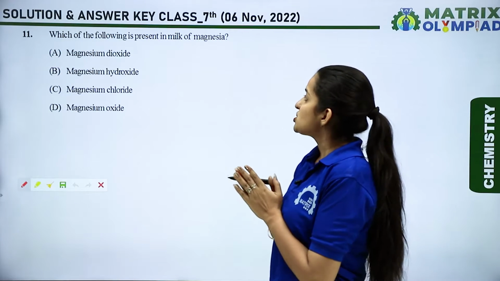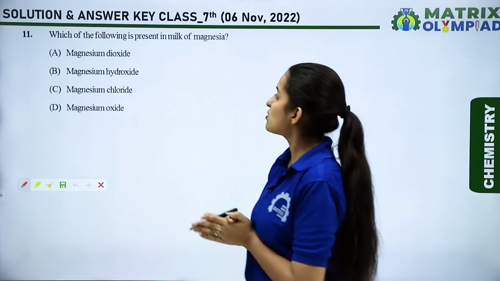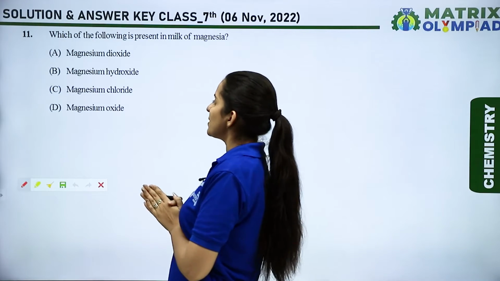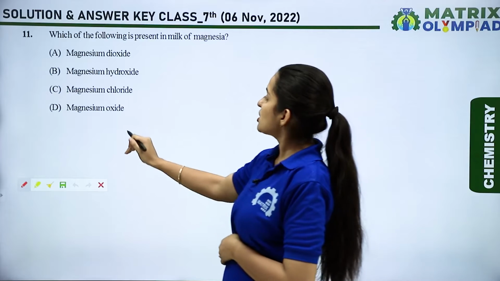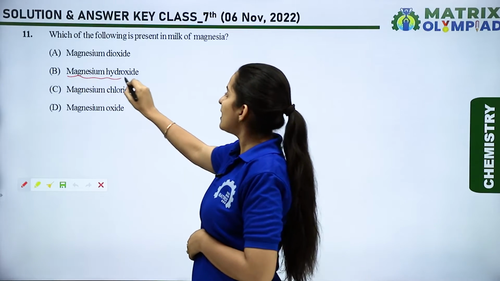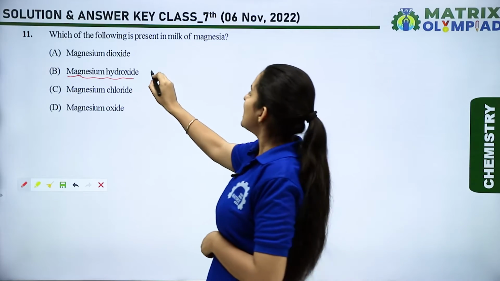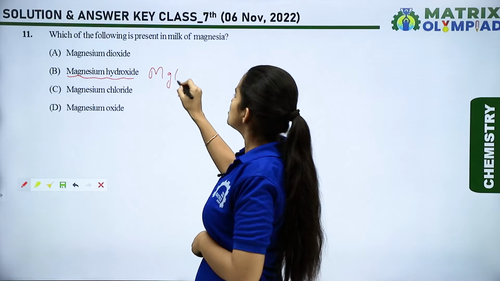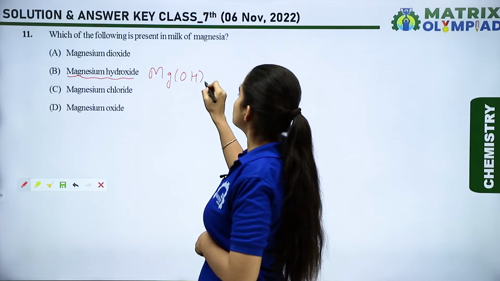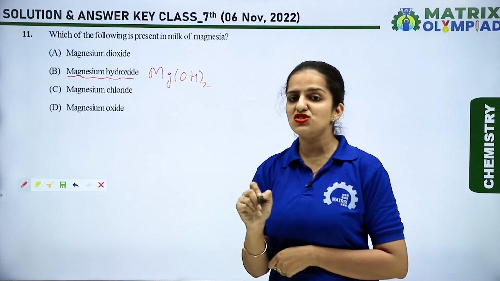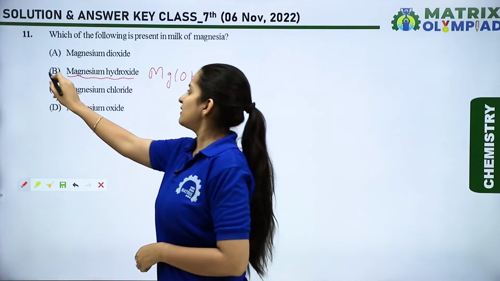In milk of magnesia, magnesium dioxide is not present; it contains magnesium hydroxide, not magnesium chloride or magnesium oxide. So here magnesium hydroxide, Mg(OH)2, is the correct option. This is present in milk of magnesia, which is basic in nature. So option B is correct here.